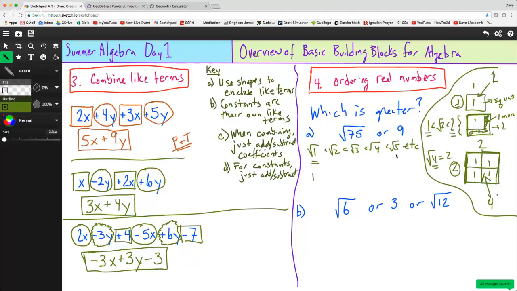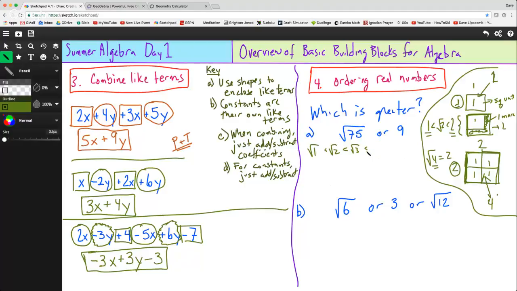The side of a square that's needed to make a box that has 4 square units is 2. So the side of a box that's needed to make 2 square units is between 1 and 2. And the side of the box that's needed to make 3 square units is between 1 and 2, but greater than the side that would make a box that's 2 square units. Okay.